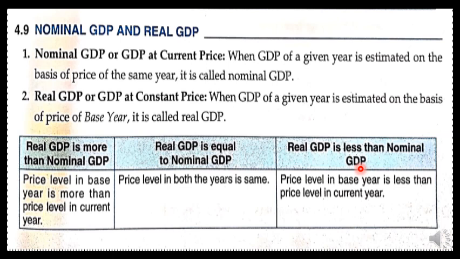So through the GDP deflator or index, we saw that the current year index was always greater. That means there the price level in current year was more than the price level in base year, and so real GDP is less than nominal GDP in this situation. So there are these three situations. You have to learn these points.